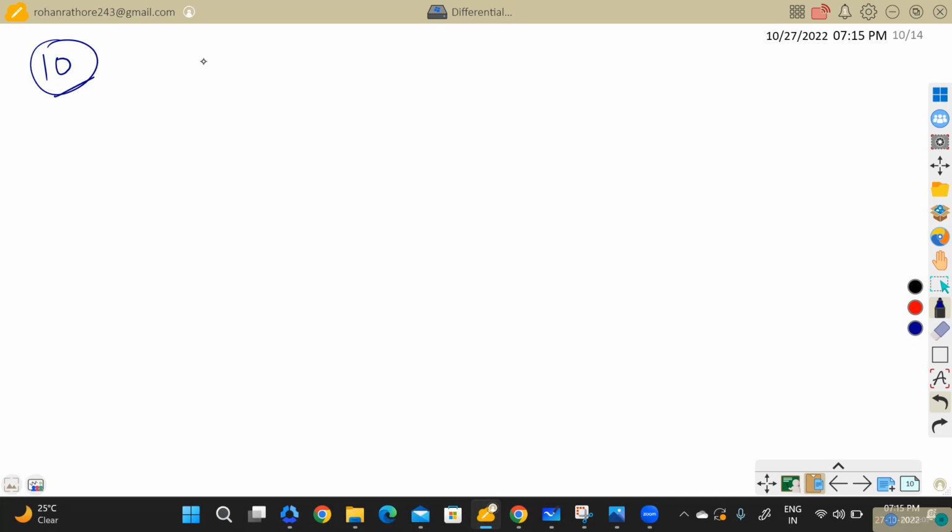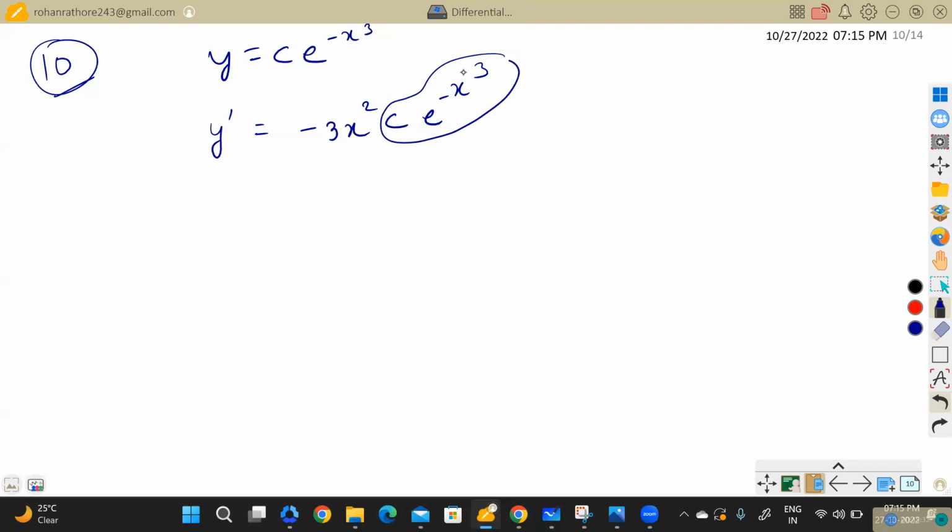So let's do the 10th. y is c e raised to the power minus x cube, and let's say we have to make a differential equation. So we see that there is only one arbitrary constant c. So we'll differentiate this once to get y dash, and we'll get minus 3x square c e raised to the power minus x cube. And what is this? This is just y.